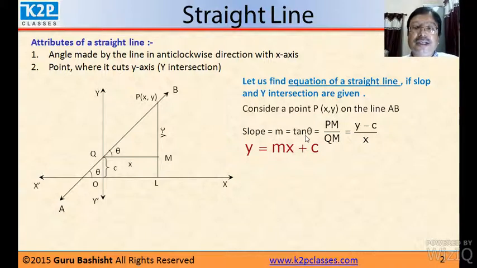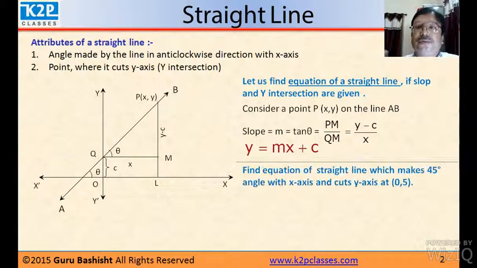So tan theta, that is m, equal to perpendicular by base of this right angle triangle, that is y minus c by x. So if we simplify this, the equation becomes y equal to mx plus c. And this, y equal to mx plus c, is called the general equation of a straight line whose slope and y-intercept are given. I hope it is clear to you.